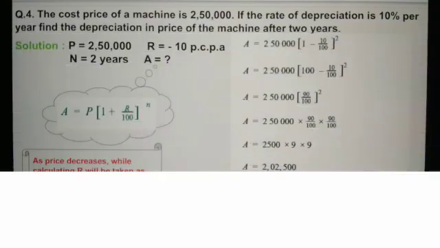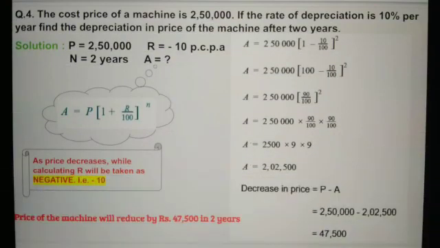The cost price of a machine is 2,50,000. If the rate of depreciation is 10% per year, find the depreciation in price of the machine after 2 years. Now children, the word depreciation has come. So here your R will become negative. First you tell me what is the cost price of the machine? 2,50,000. What is your rate of depreciation? 10%. What is the number of years? 2 years. So as price decreases, while calculation R will be taken as negative, that is minus 10.